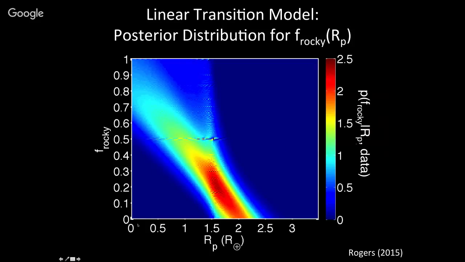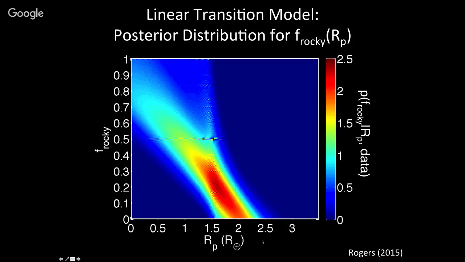So here's a summary of some of my results. On this plot, I'm showing planet radius on the horizontal axis, and the fraction of planets of a given size that are rocky on the vertical axis. Essentially the color shading of the points is telling us how likely a given value of F rocky is for a given planet size. So let me walk you through how to read this plot.